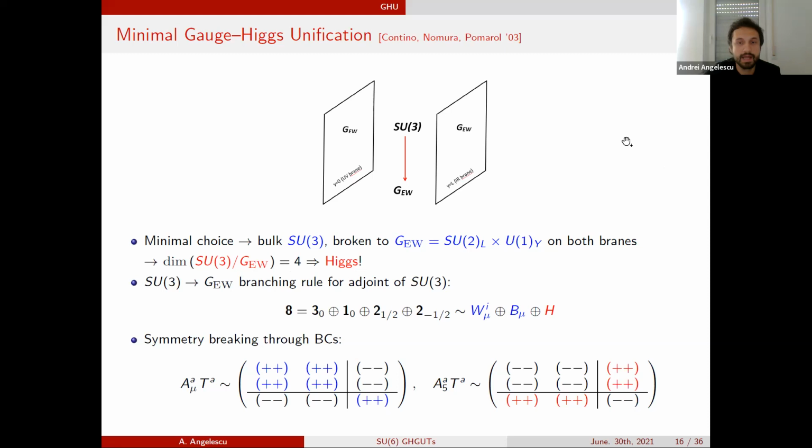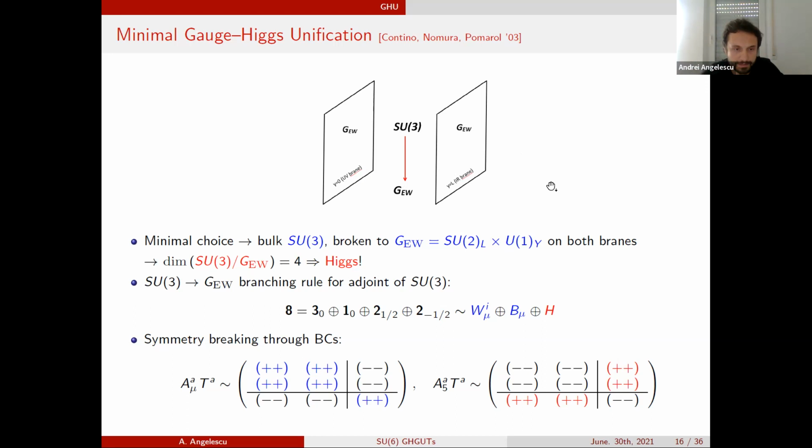This can also be understood if you look at the branching of the SU(3) adjoint to SU(2) cross U(1). In the adjoint of SU(3), you can fit perfectly the standard model electroweak gauge bosons and the Higgs. Before I continue, I just wanted to mention that this model is unrealistic as it is, because it predicts a wrong Weinberg angle. But you can easily bypass that by enlarging the group to SU(3) cross some extra U(1), such that hypercharge is a linear combination of the two U(1)s. So the Weinberg angle becomes a free parameter in that case.